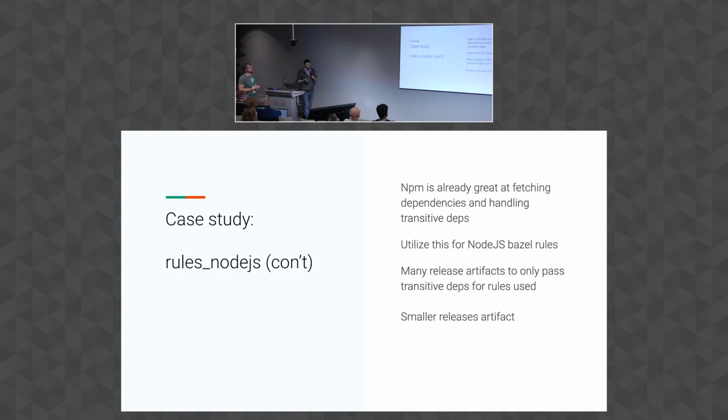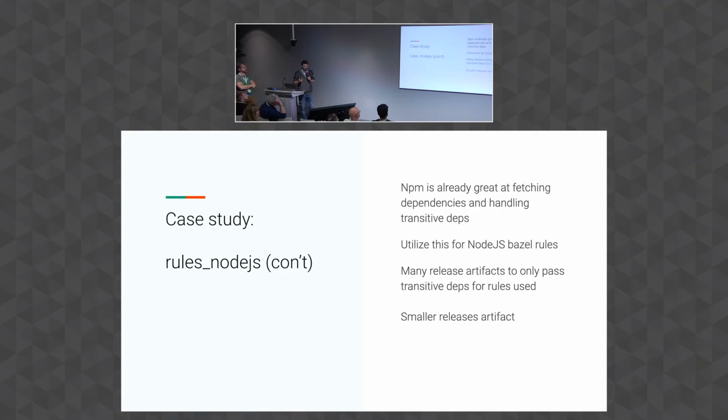It's a bit strange to override your package manager, but we found that NPM is already great at fetching dependencies and handling transitive deps, and so we utilize this for the Bazel rules. It also means we have a guarantee that transitive deps don't leak. For example, if a user is using the TypeScript rule, it's pretty easy to be sure that they're not going to depend on rules_web_testing if they don't need the karma rule.